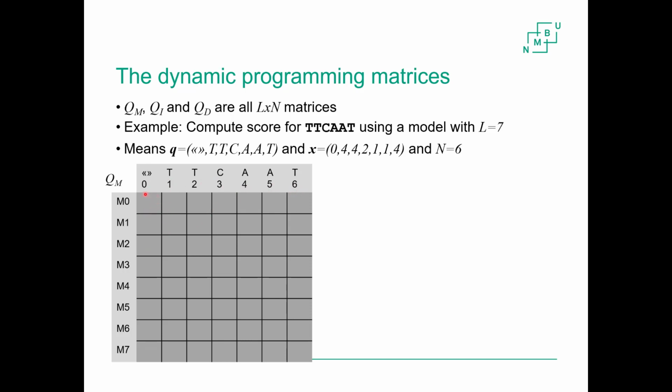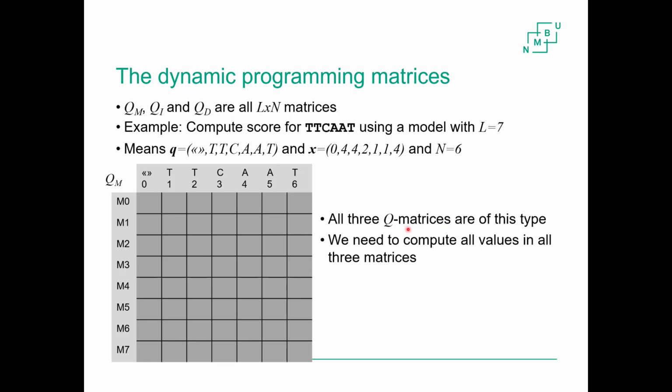And now we need to fill in this table, starting in the upper left corner and filling in row by row and column by column till we have filled it in all the way down here. And this applies to all three matrices. So all the Q matrices are of this type. We need to compute all values in all three matrices, and the value that we get in the lower right corner is the one we need from each of these three matrices. We need this final result for all three of them. We will see that's what we need to compute the score.